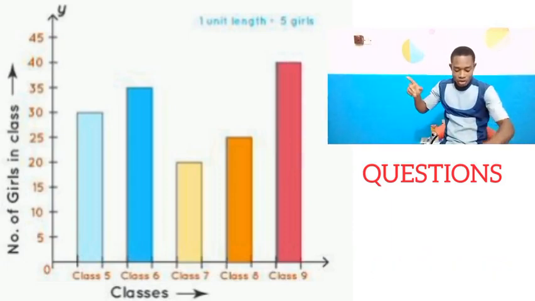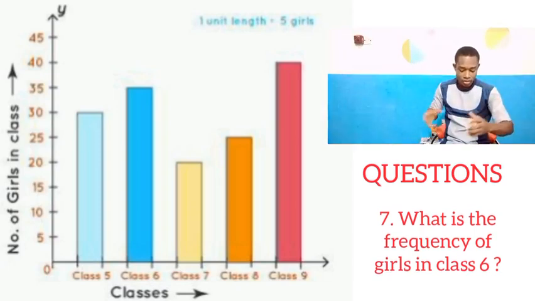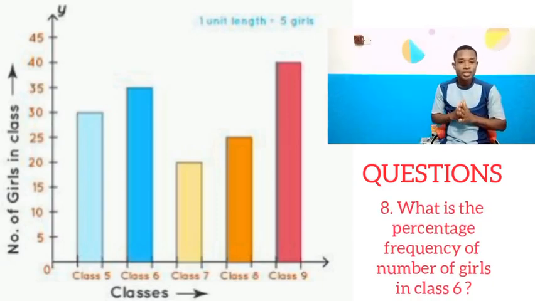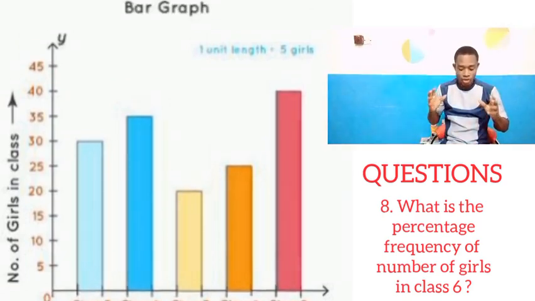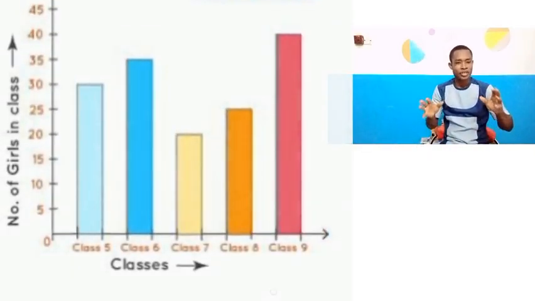Are you following, right? So we are asked, what is the total frequency as shown in the bar chart? Question number 7, what is the frequency of girls in class 6? And then question number 8, what is the percentage frequency of the number of girls in class 6? So these are the 8 questions we are going to answer using this bar chart. Are you ready? So let us see how we interpret the bar chart.